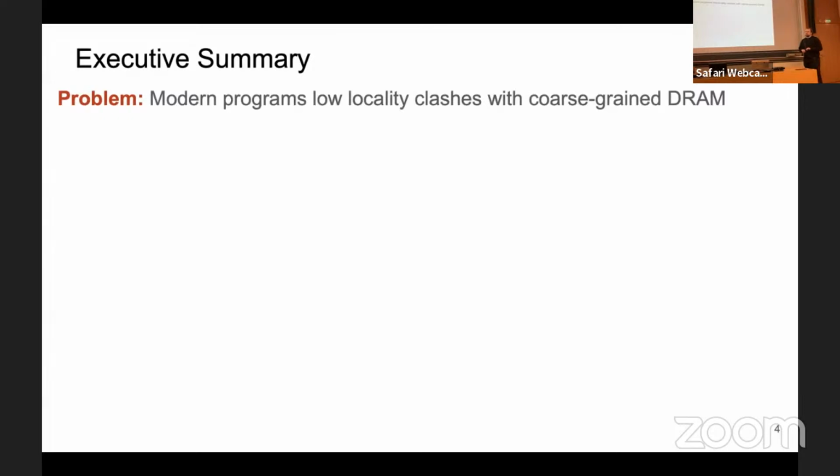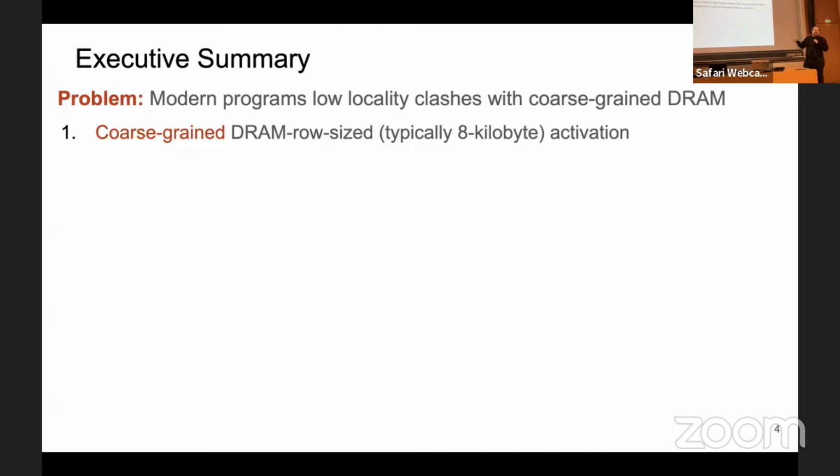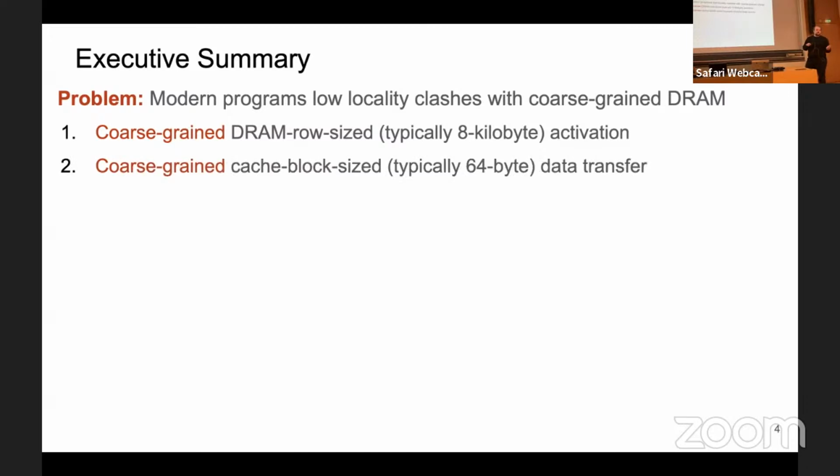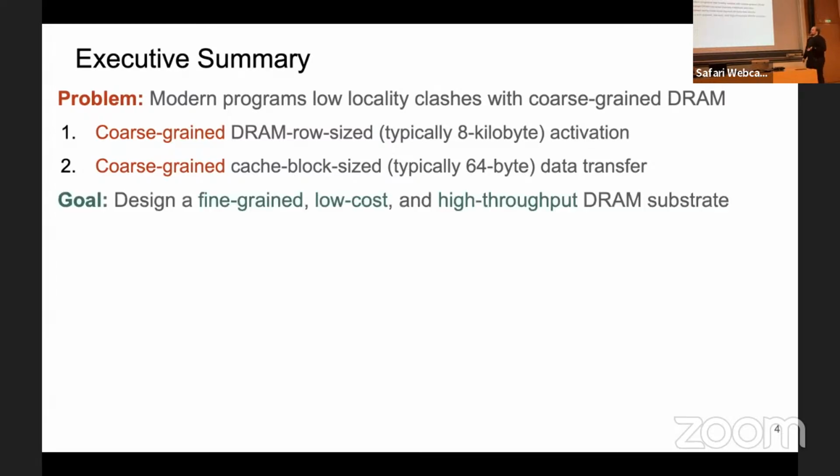So what's the main problem that this paper tries to address? Well, many modern programs have very low locality in their storage access, which means they don't go through large contiguous blocks of memory, but they sort of jump around, which clashes with the way DRAM is organized, which is very coarse-grained. DRAM activates storage in rows, which are typically 8 kilobytes large, and loads memory into cache in cache blocks, which are typically 64 bytes large, which is an issue when words are usually 64-bit, so a factor of 8 smaller.